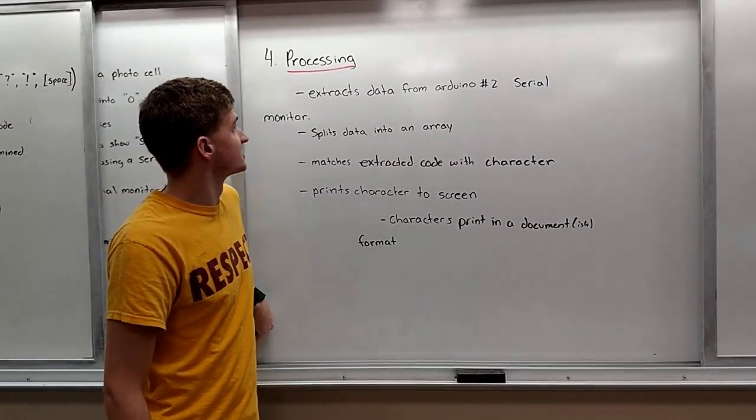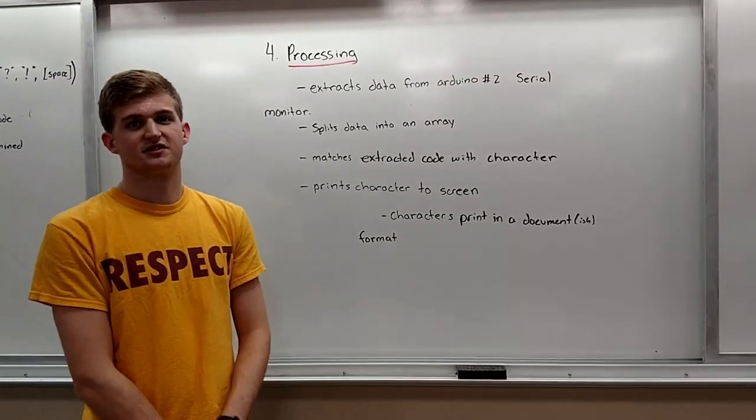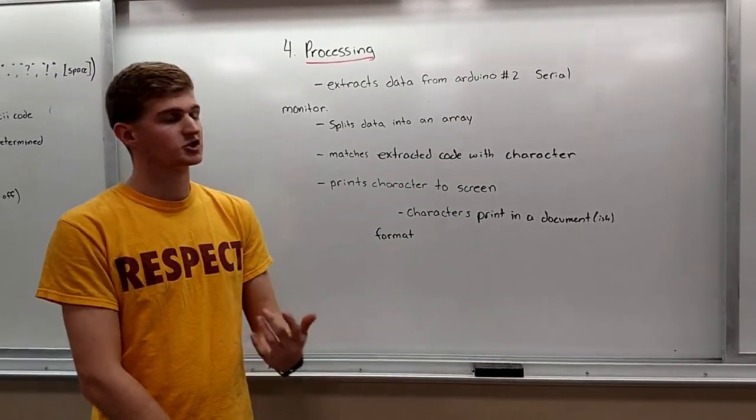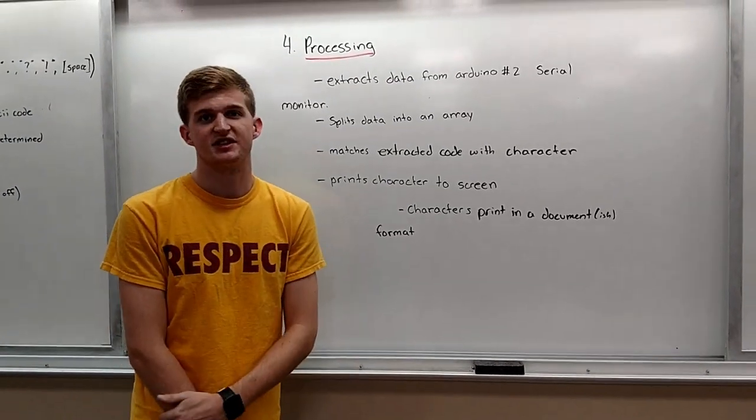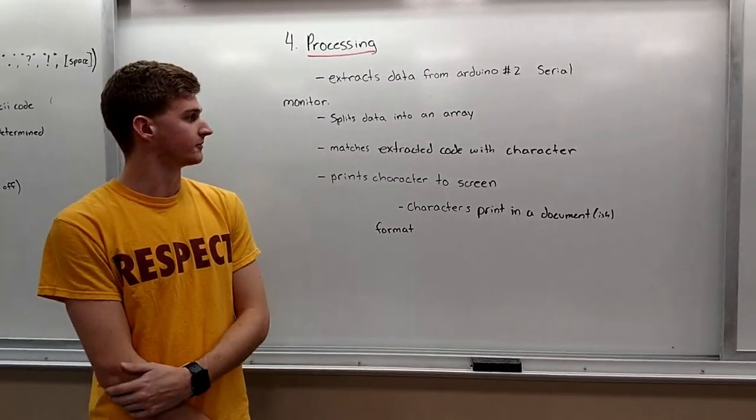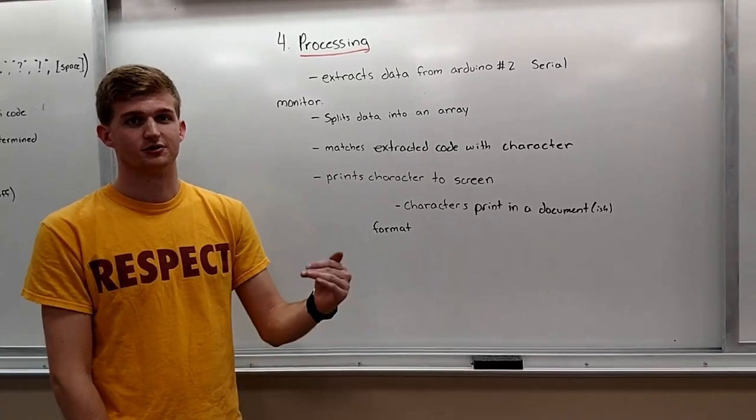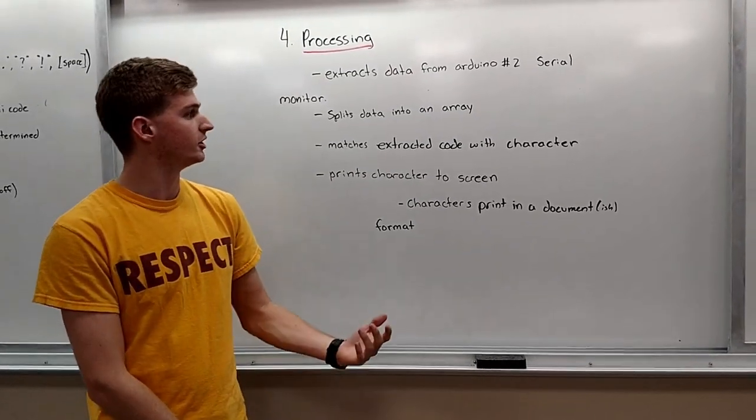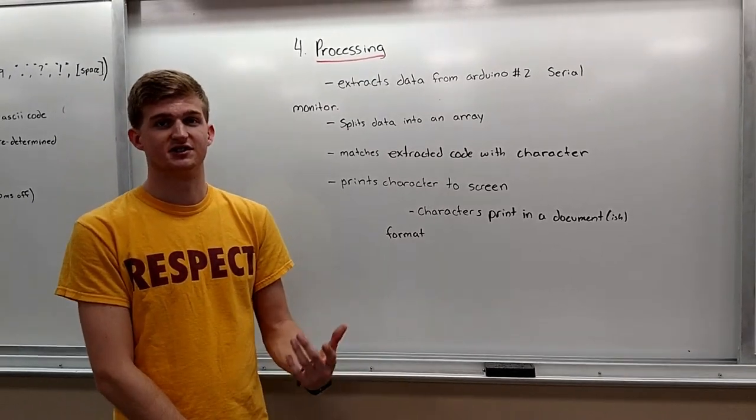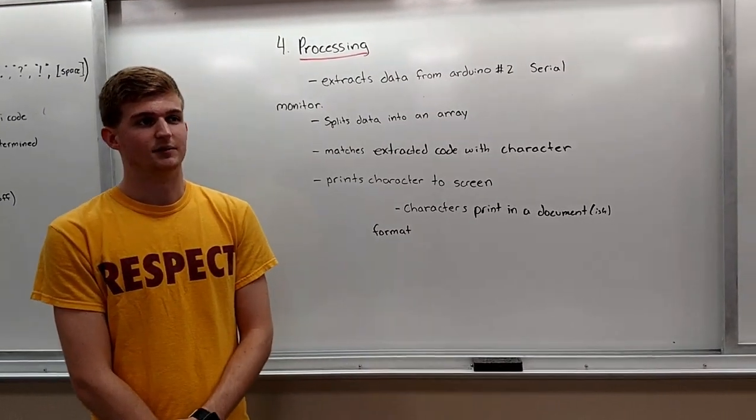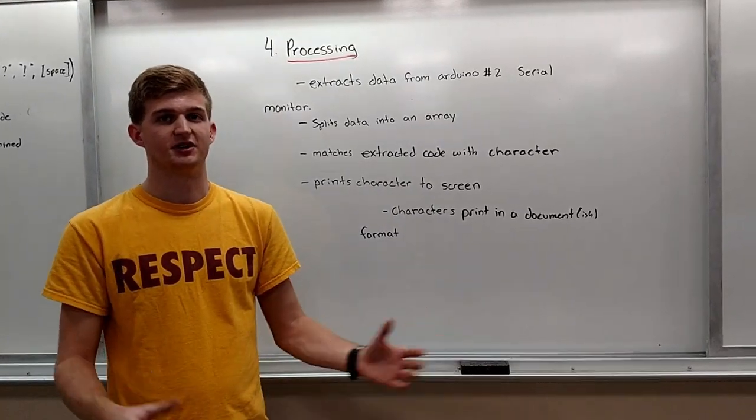The last step in this process is processing. The processing is a fairly simple code. Basically, it's extracting the data from the second Arduino serial monitor, and it splits this data into an array of integers. From there, it takes this array of integers and goes through and compares it to the codes associated with each character, and then prints the character that the code is signifying to the screen. In the end, what you can have is a document type format.